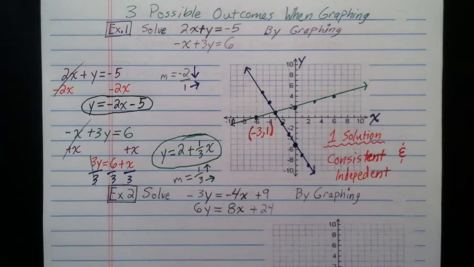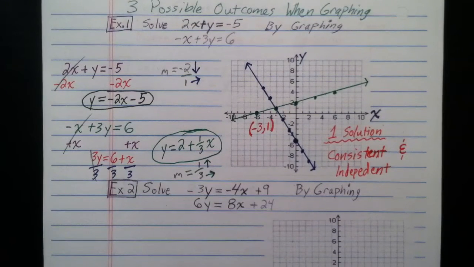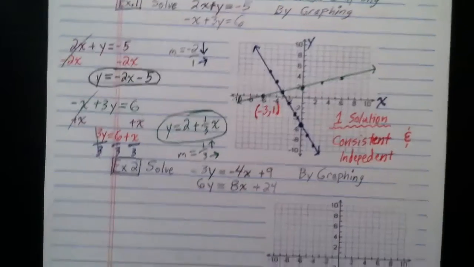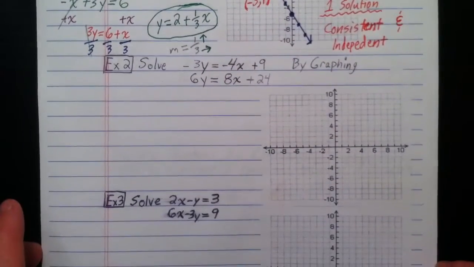Alright, so that's one of the 3 possible outcomes. Let's take a look at the other 2 in the next 2 examples. If you think about how lines could possibly be drawn, you can maybe already think about what these other 2 outcomes might be.